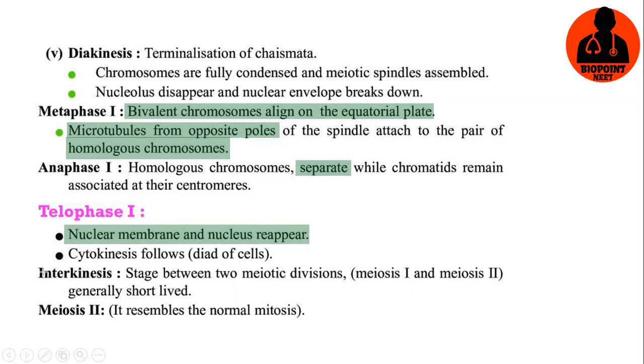Cytokinesis follows, that is interkinesis, a stage between two meiotic divisions that is generally short-lived, and meiosis 2 resembles normal mitosis. Now we are learning this meiosis 1, and after that we are going to learn about meiosis 2 that is almost the same as that of mitosis. Is that clear, guys?